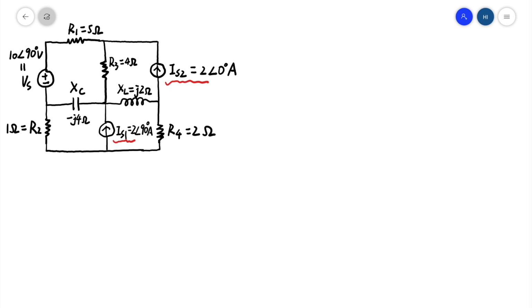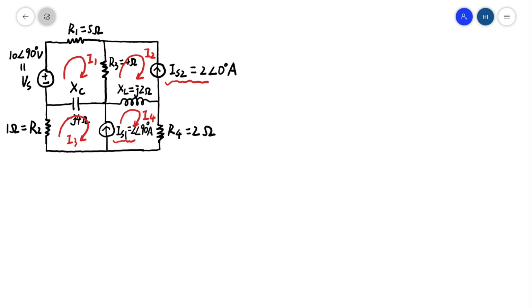We will use the mesh analysis. There are four meshes in total. Mesh 1, here is I1. Mesh 2, here is I2. Here is I3. Here is I4. There are four meshes in total in this circuit. We could appoint four mesh currents for each mesh, I1, I2, I3, I4.